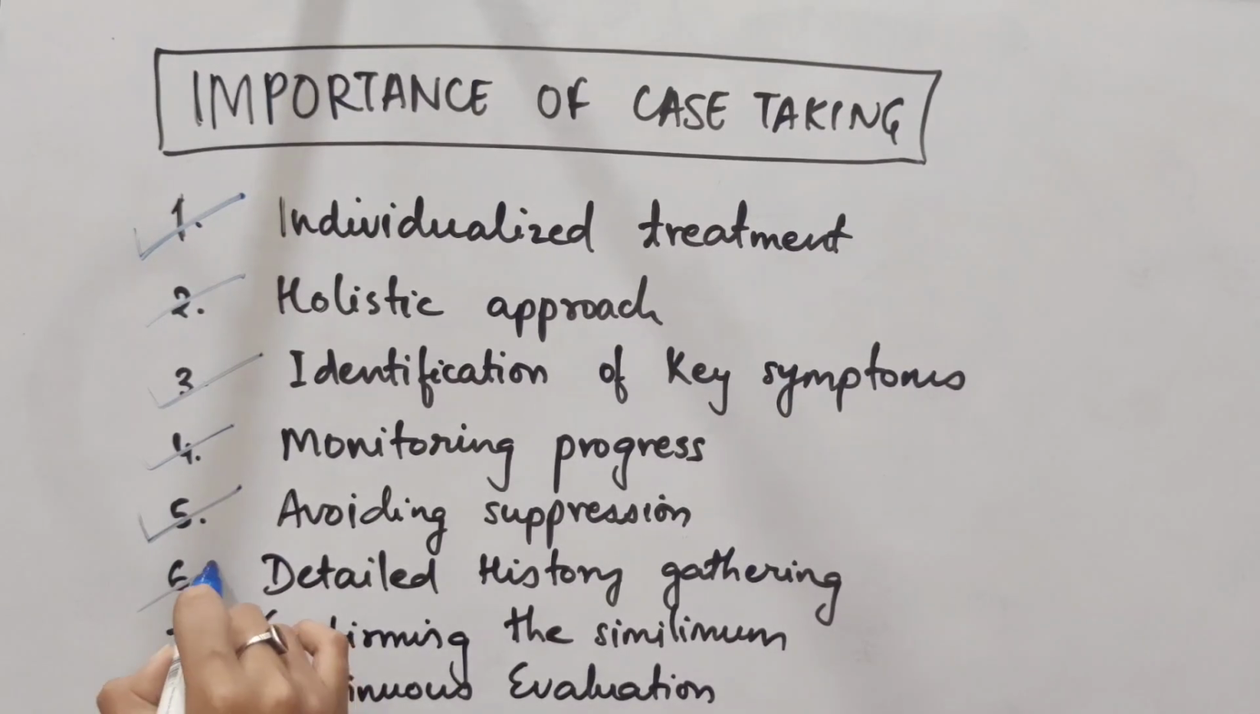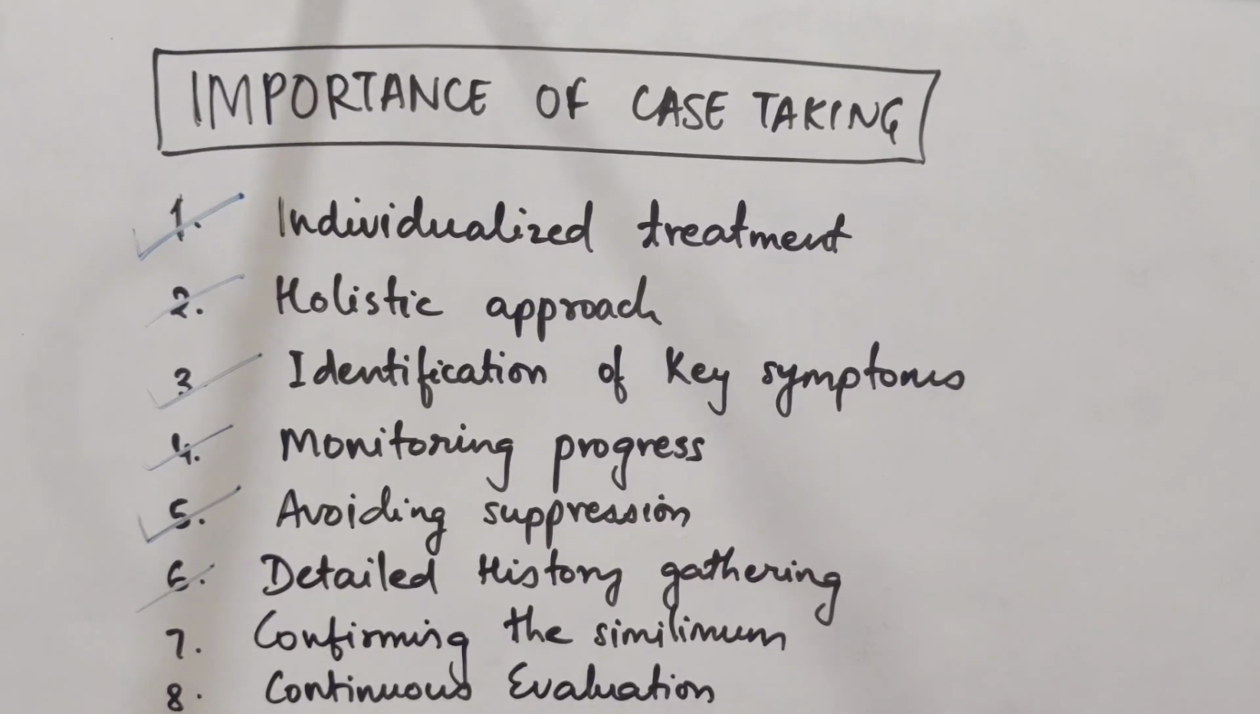Sixth is detailed history gathering. Case taking involves gathering a detailed history of the patient's present complaints, past medical history, surgical history, medication history, sleep patterns, temperaments, fear, dreams, and any other significant life events. This approach helps the homeopath understand the factors that contribute to the patient's current state of health.